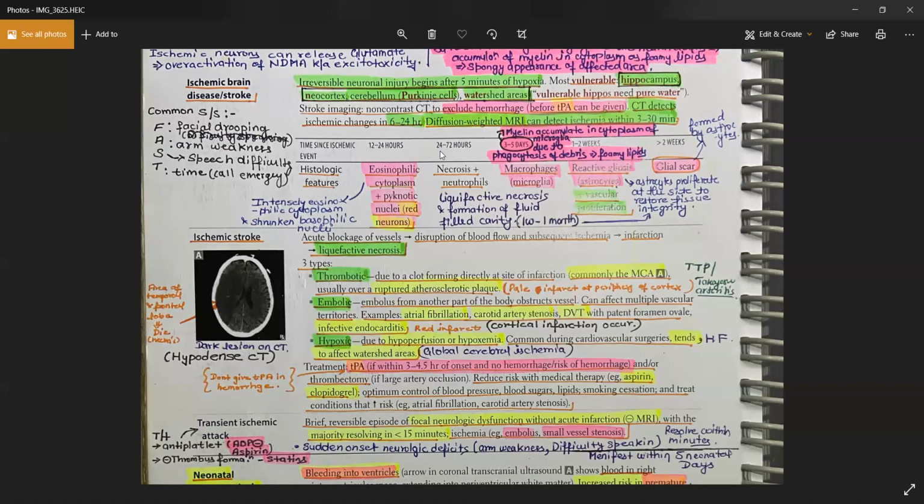Okay. Now, after 24 hours, the neutrophils will arrive at the location, and when the neutrophils arrive, they will cause a necrosis. In that case, it will be a liquefactive necrosis. The area where this infarction occurs will become a cavity filled with liquid, right? The liquefactive necrosis.